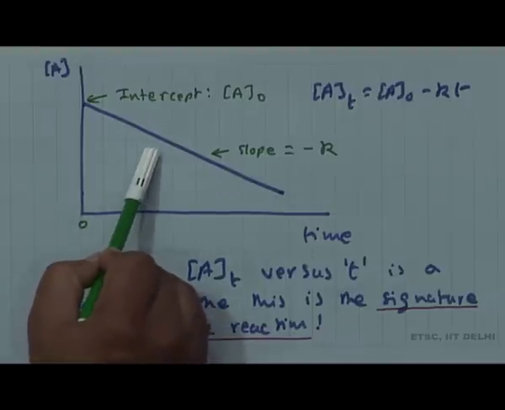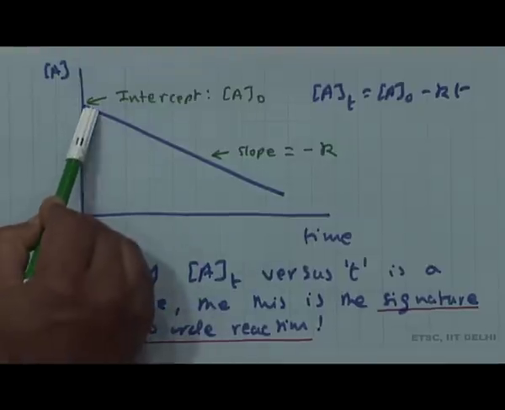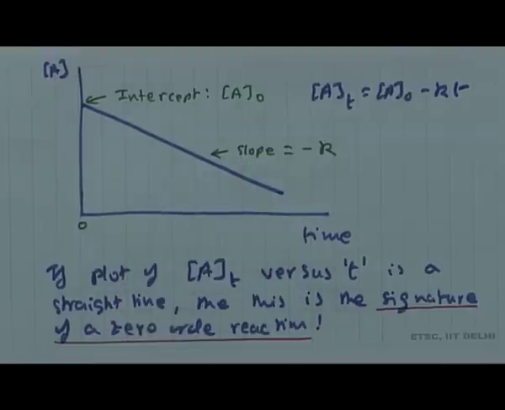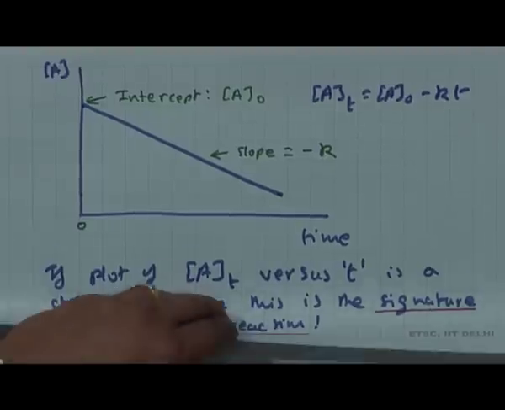From the plot, what can you get? You can get the intercept, which would give you the initial concentration A naught, and you can also get the slope. That means, from the slope you will get the rate constant, because slope is equal to minus k, and hence it will give you a positive value of the rate constant.